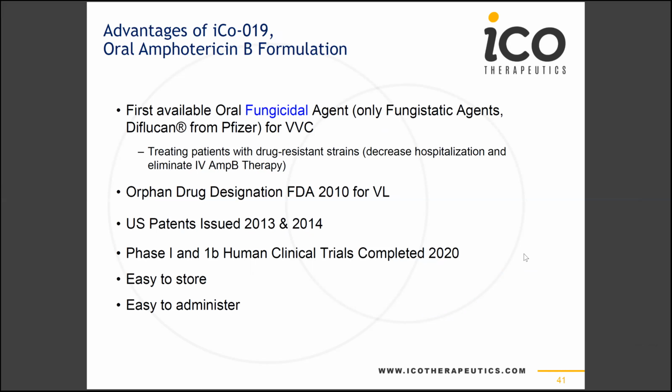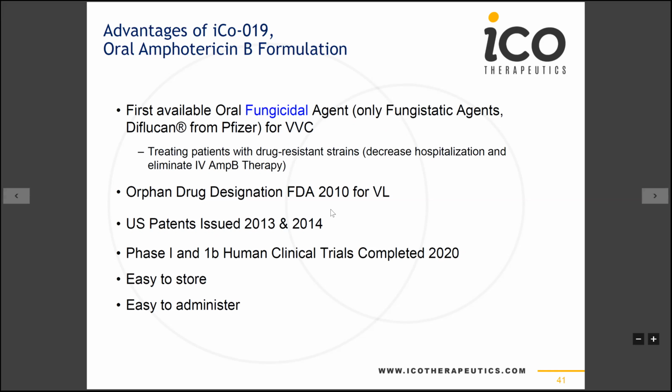And the big thing about oral AMP: right now fluconazole is the drug of choice for VVC in women, but it's only got about 50 to 60% effectiveness, and 9 to 15% of women get recurrence. We think our oral formulation will be an advantageous therapy over fluconazole. And we're looking now to do a phase 2 clinical trial in VVC where we're going to do the head-to-head against fluconazole.